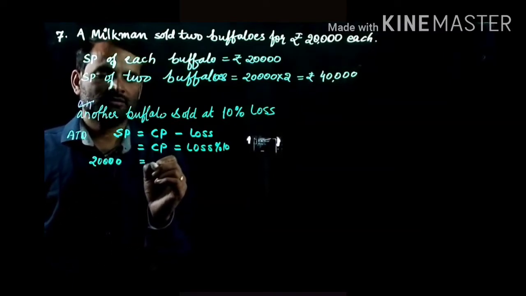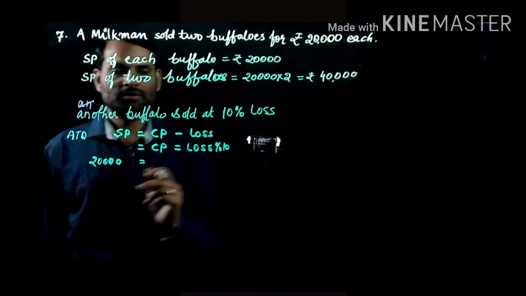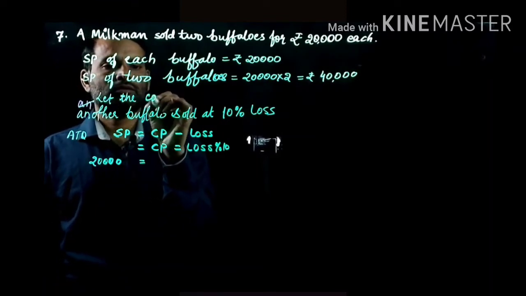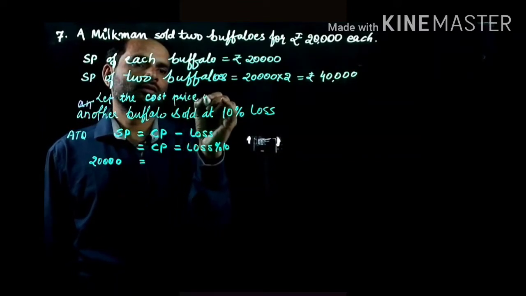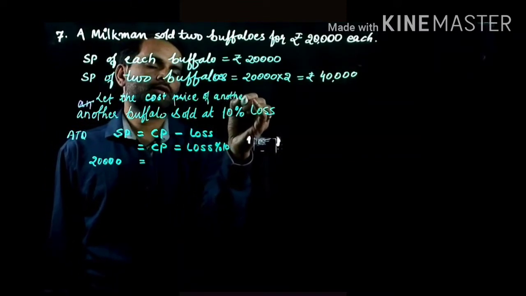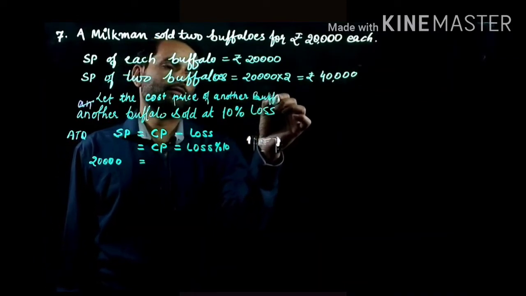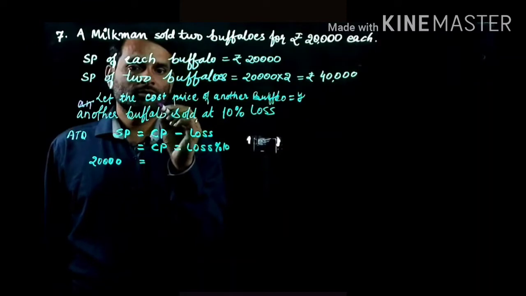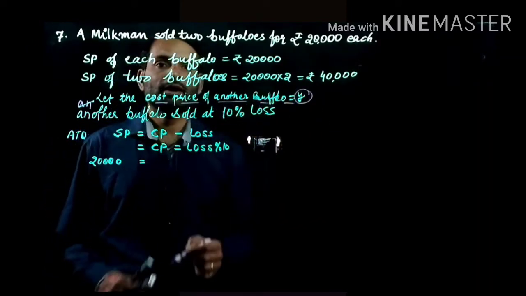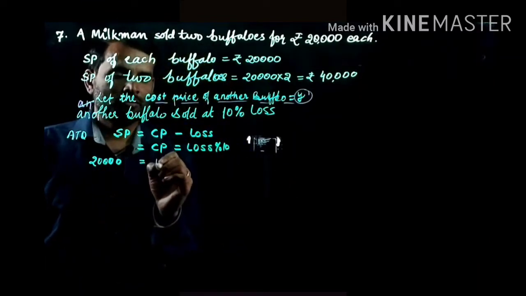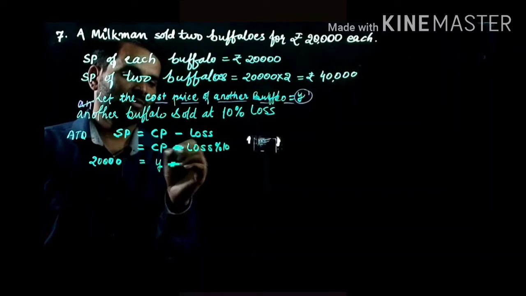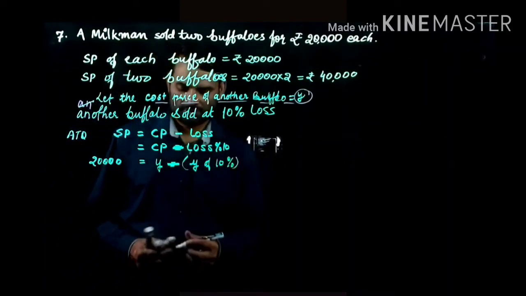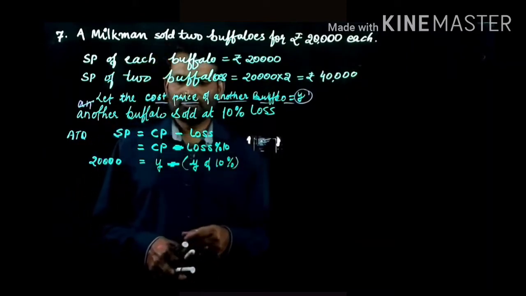Let the cost price of another buffalo be Y. So we find the cost price of another buffalo is Y. Then Y minus Y of 10%, Y of 10%, and find the cost price of the second buffalo.